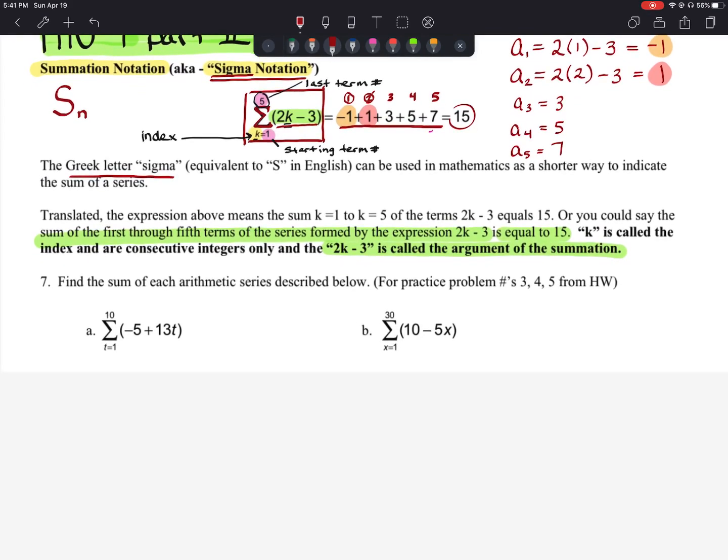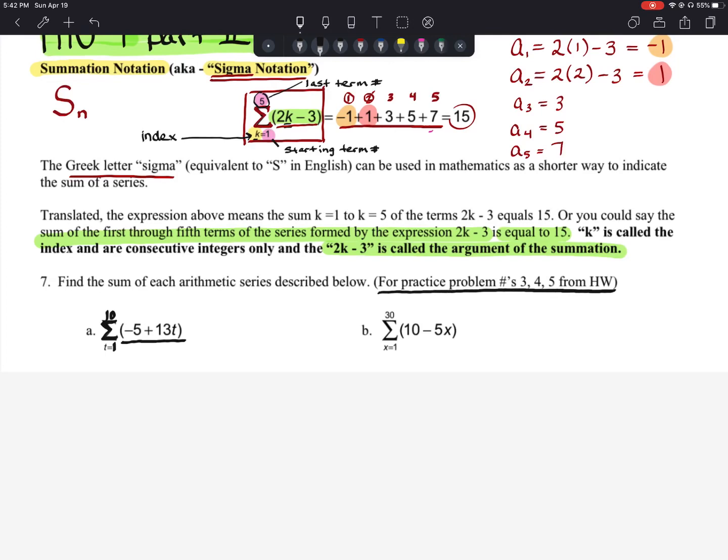So let's look at number 7 here first. Number 7 says, find the sum of each arithmetic series described below. For practice, you want to make sure you're looking at problems 3, 4, and 5 from the homework worksheet. So we put some specific problems that relate to this in there so that you can practice. Letter A says, we're going to find the sum from the first term to the 10th term of the series that's generated using this statement here.